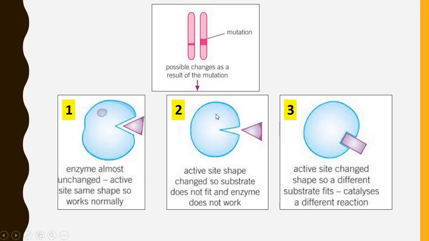Number 2, there is a change that is harmful, potentially. And number 3, there is a change that could possibly be beneficial. So I'd like you to listen back to this part of the video, draw this into your books, and add the 3 types of mutations here. Neutral, harmful, and beneficial. 1, 2, and 3. Pause the video and draw the diagrams and annotate as follows.